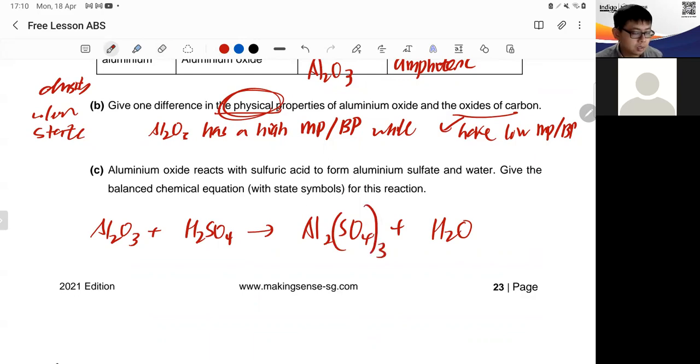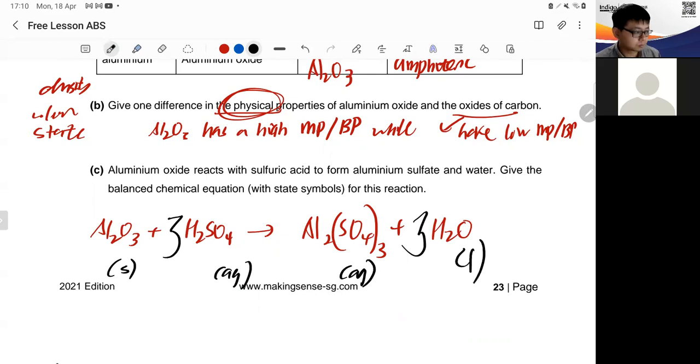Look at this. And once I'm done, I just need to balance it. Okay, aluminum is happy, sulfate is not happy. Put a 3 here. Now that I put a 3 here, I have to do it for the water as well. Do I need to say symbols? I need to say symbols. This guy is a solid. This guy is an acid. All sulfates are soluble except for a few. This is not one of them. And liquid.